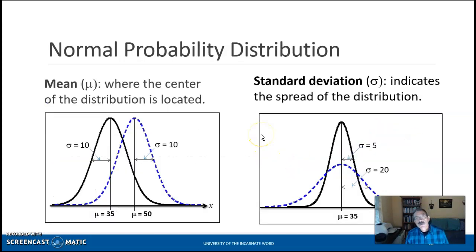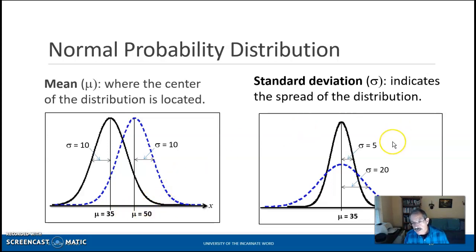Right. So as you would imagine, the mean determines where the center of the distribution is located. In this figure, I'm showing you two distributions with the same variability. This one has a standard deviation of 10, and this one has a standard deviation of 10, except that the first curve, the one with the solid line, is centered at a mean of 35, and the one with the dotted line is centered at a mean of 50.